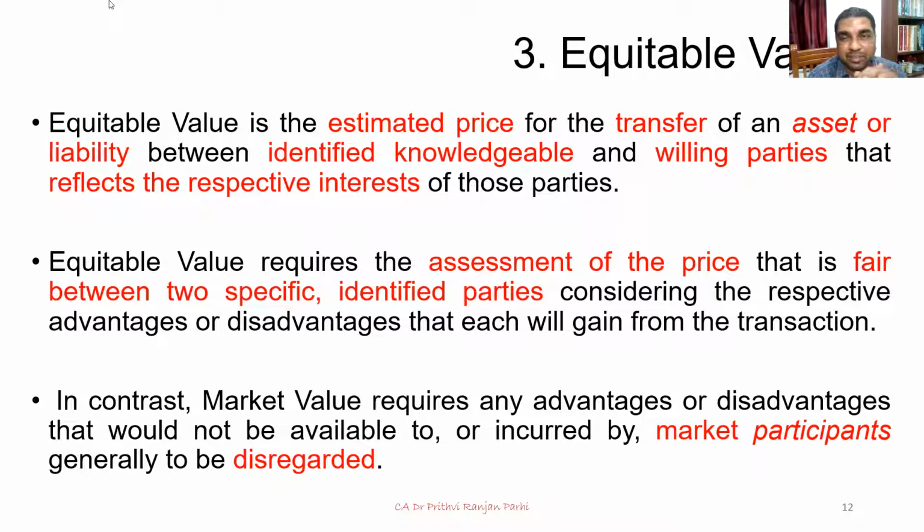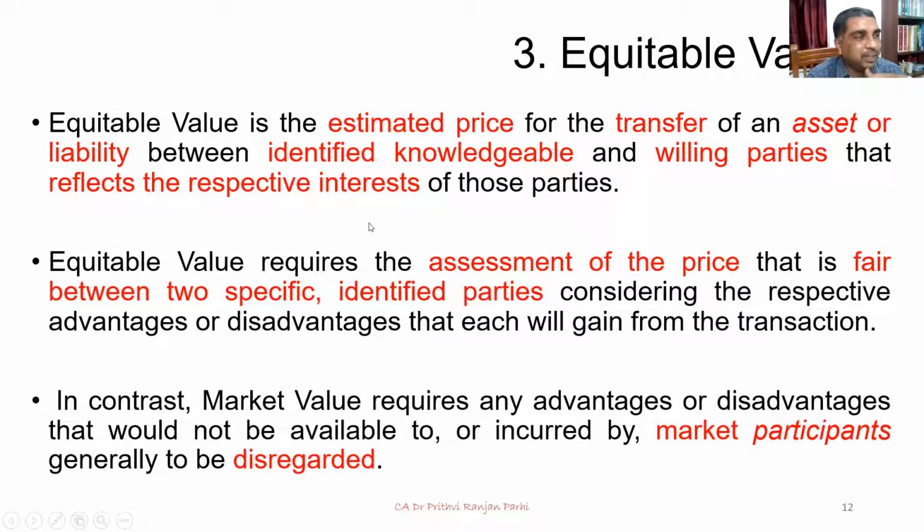You see, in a particular transaction, two specific parties might be interested. They might have some specific interest in that asset or in that liability. If those interests are reflected in a value, we call it equitable value. When you say equitable value, this is specific to those parties only, because here the parties are identified, knowledgeable, and willing parties.